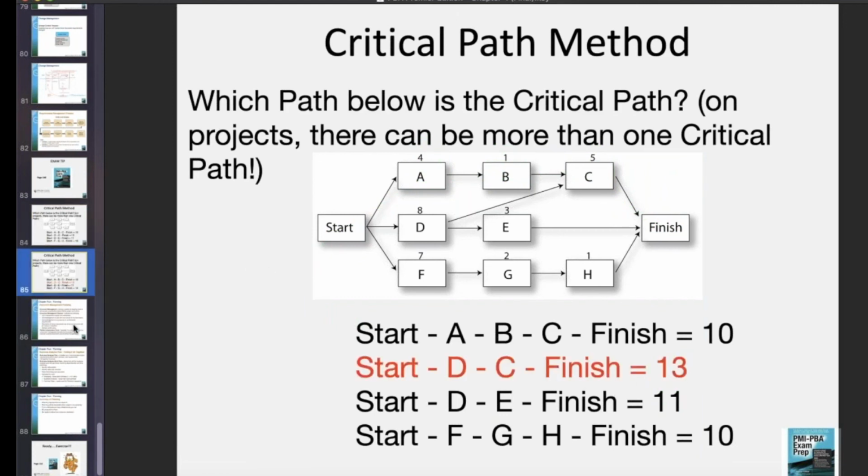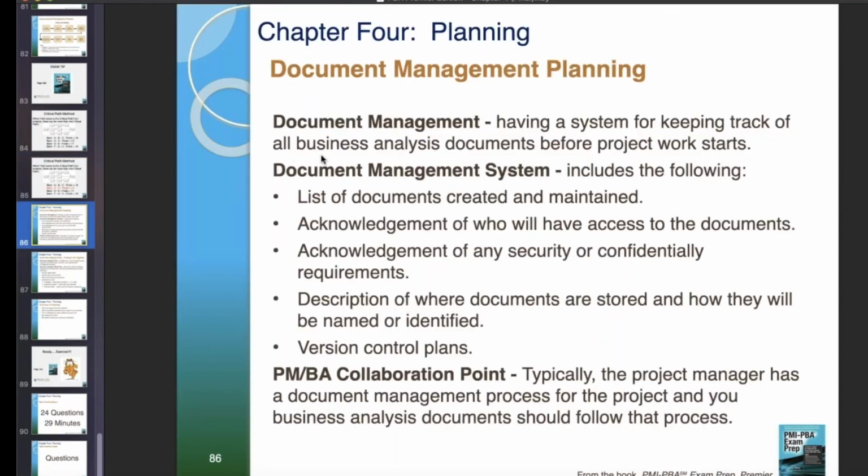That's it. Okay? So for document management, having a system for keeping track of all business analysis documents before the work starts. Version control, again, is important. You gotta have a plan for that. Document system includes a list of documents created and maintained, acknowledgement of who will have access to them. You do not have to give blanket access to stakeholders, folks. Don't do that. Acknowledgement of any security or confidentiality requirements. Talk to compliance people about that. Description of where documents are stored and how they will be named or identified.